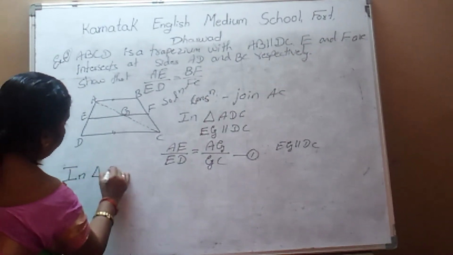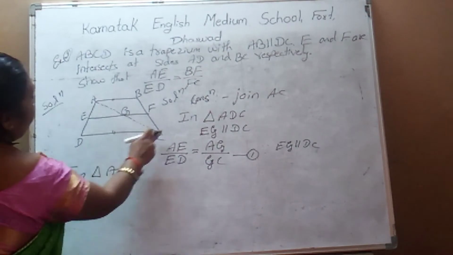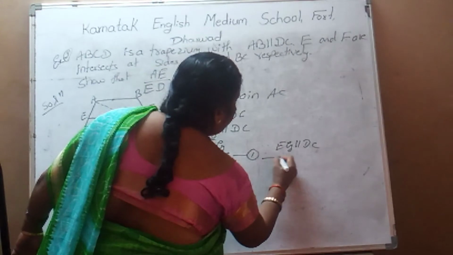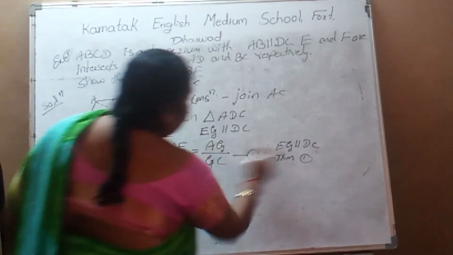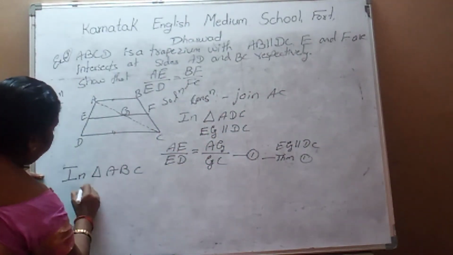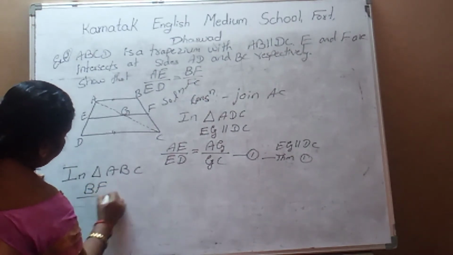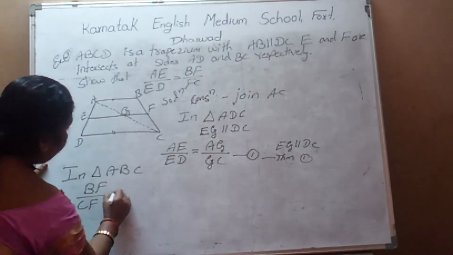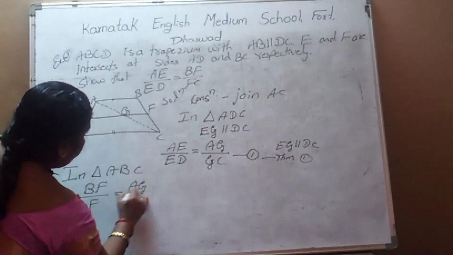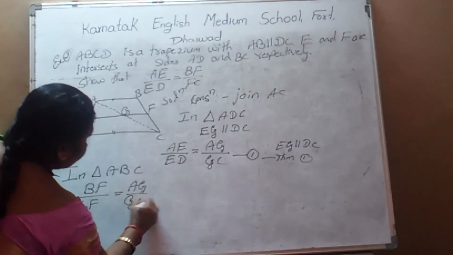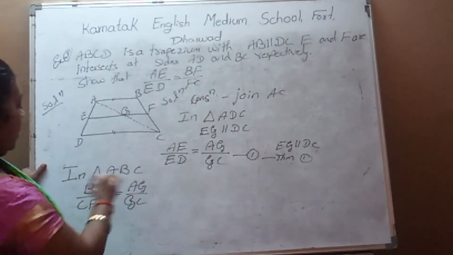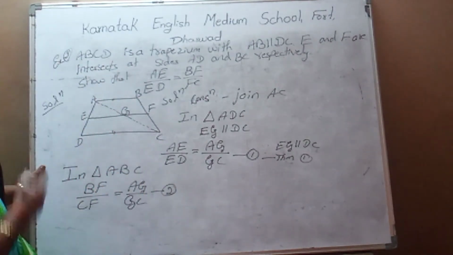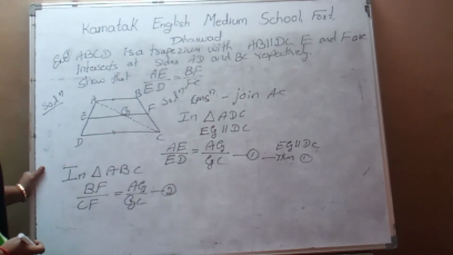In triangle ABC, here also, this is from theorem 1. So here also BF divided by FC, and AG divided by GC. This is the second one. This is also from theorem 1. You already learned that.